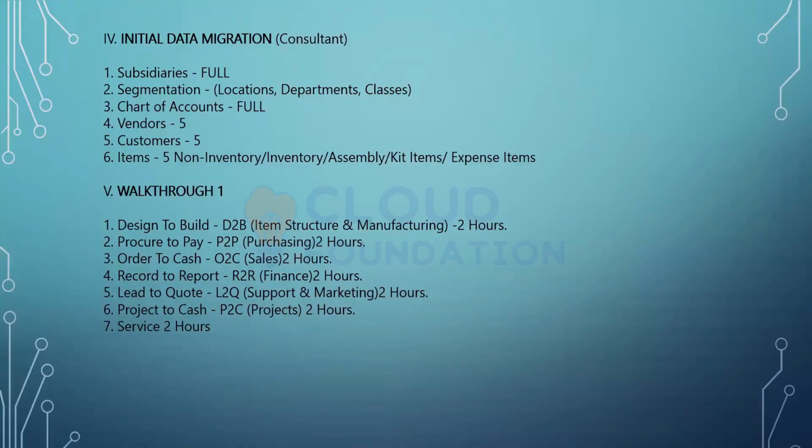The reason why we do this is to go for the classroom pilot session, which is called the walkthrough 1 as well. So we set up the system with subsidiary, segmentation, chart of accounts, sample vendors, sample customers, and sample items. After setting this up, you can ask me why they have to send samples. We can also create a test vendor, test customer, and test item. The basic idea behind asking them to send the sample data is they have to get acquainted with the data migration templates that we send to them.